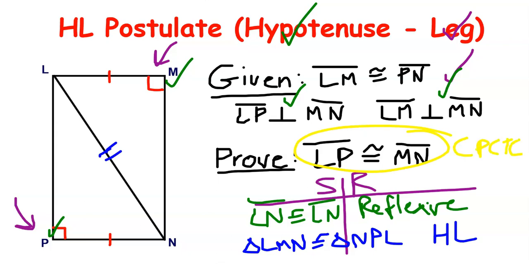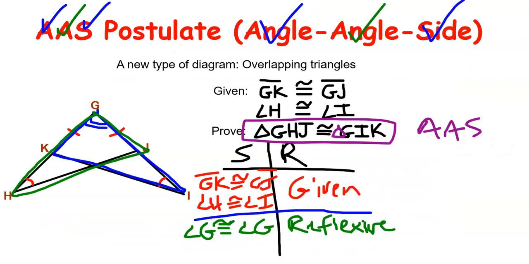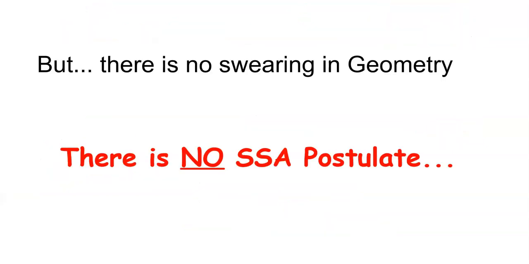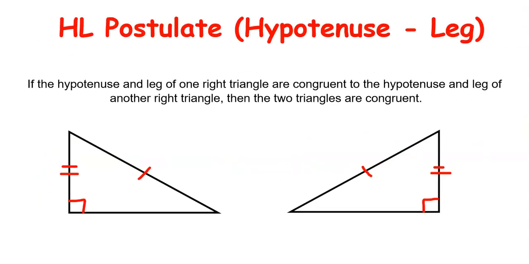Those are actually all the ways that we can show two triangles are congruent to each other using congruence postulates. So again, angle-angle-side: if two angles and the same non-included side of one triangle are congruent to those pieces of another triangle, then the triangles are congruent. And there's no swearing in geometry, so side-side-angle does not work unless we're in the case of right triangles for hypotenuse-leg.